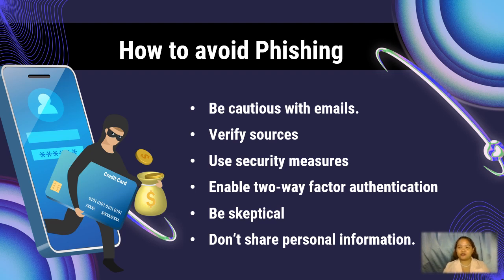First, be cautious with emails. Don't click on suspicious links or open attachments from unknown or unexpected sources. Second, verify sources. Check the sender's email address and verify the legitimacy of emails, especially if they request sensitive information. Number 3, use security measures. Employ spam filters, antivirus software, and firewalls to prevent phishing attempts. Number 4, enable two-factor authentication. Add an extra layer of security to your accounts. And number 5, educate yourself. Stay informed about common phishing tactics and regularly update yourself on the latest scams.